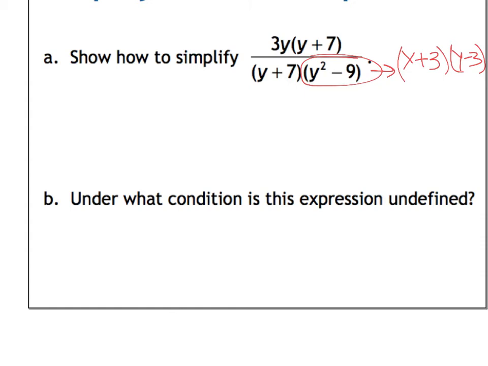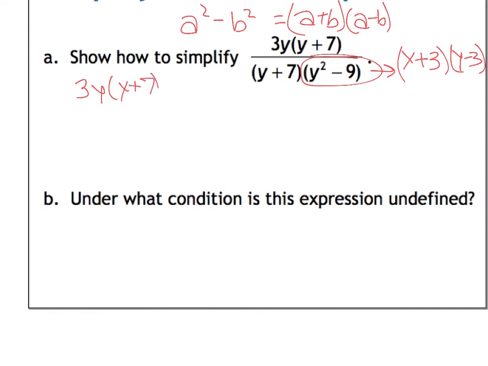All right, and that's again our difference of squares, that a squared minus b squared format leaves us with a plus b times a minus b. All right, so that means that our expression will be 3y times y plus 7 over y plus 7 times y plus 3 times y minus 3.